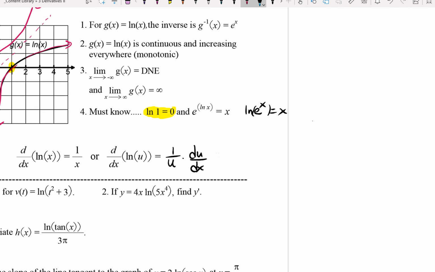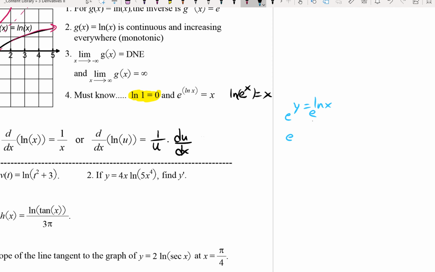If I let y equal the natural log of x, I can raise both sides of that equation to the power of e, and I get e to the y is equal to x. Now let's take the derivative with respect to x on both sides of this equation. The derivative of e to the y with respect to x is e to the y times the derivative of y with respect to x. The derivative of x is 1.